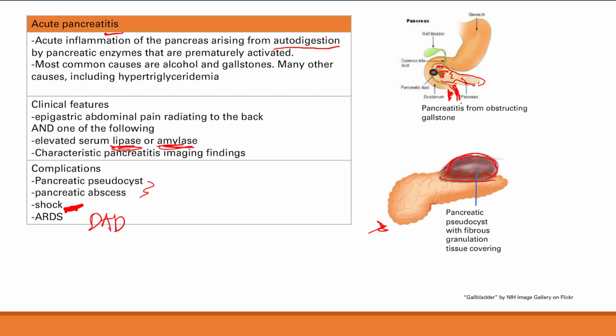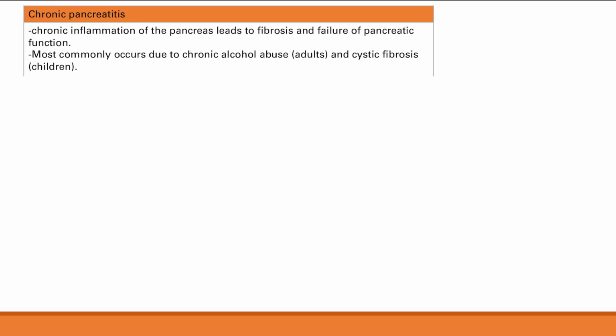Okay, so now we're going to go to chronic pancreatitis. That was acute pancreatitis. Chronic pancreatitis arises from chronic inflammation of the pancreas. And that chronic inflammation is going to lead to fibrosis and failure of pancreatic function. So it's very similar.